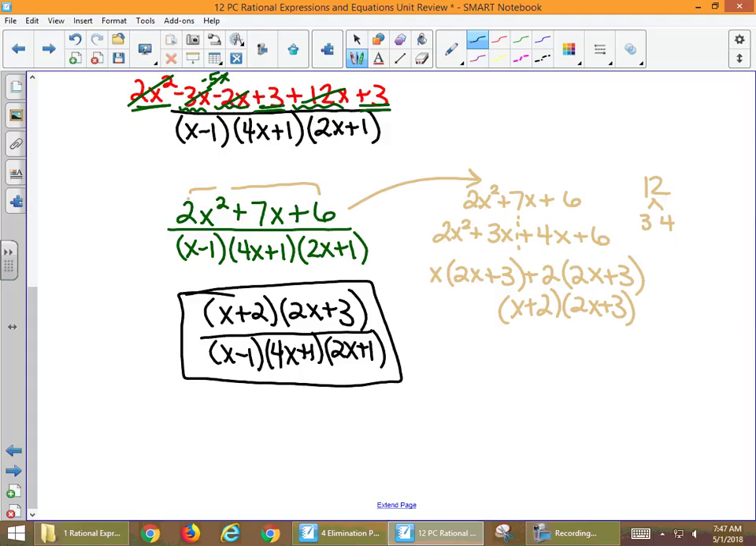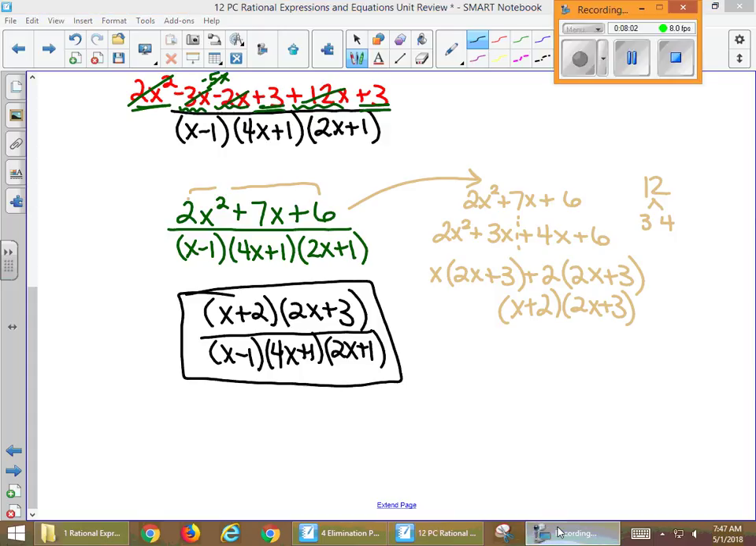What factored form of a rational function does is it gives you your x-intercepts from the numerator. So here, our x plus 2 and our 2x plus 3 would give us x-intercepts, which is really important information. And then our denominator gives us the vertical asymptotes. But that's for later.